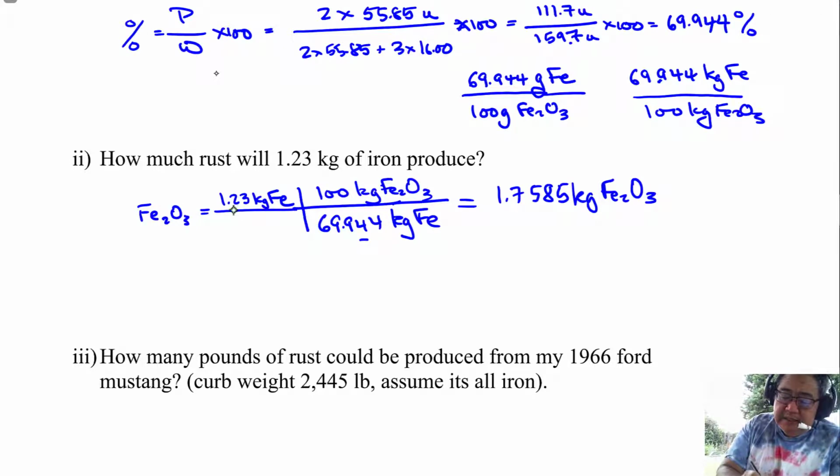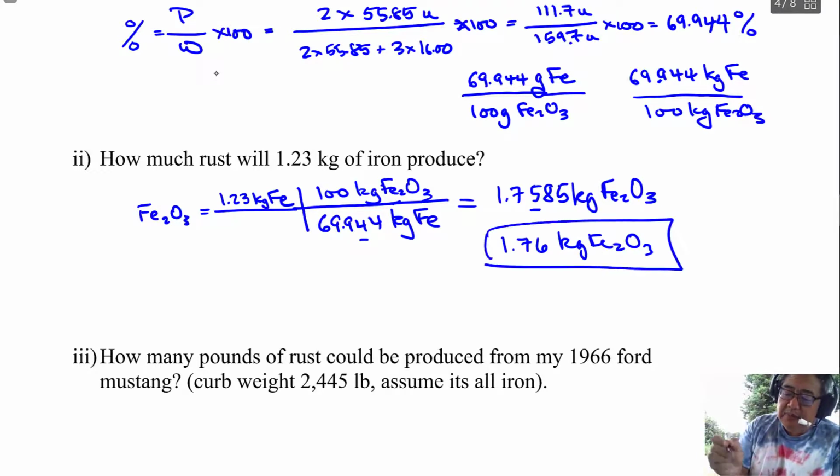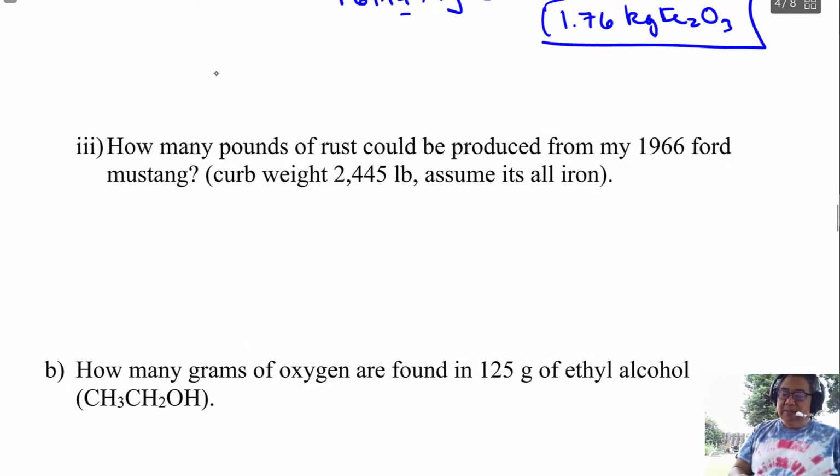With 3 sig figs, because it's 1.23, that'll come out to be 1.76 kilograms of Fe2O3, and that would be your answer. We'll do another one.